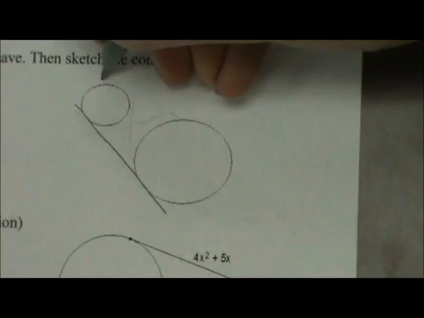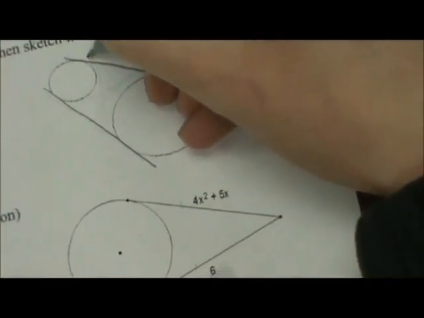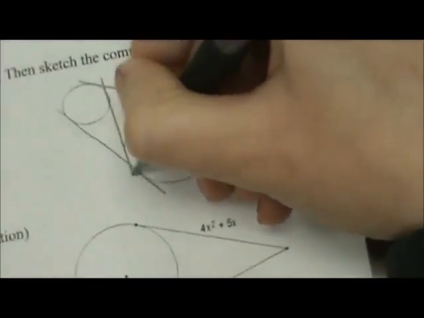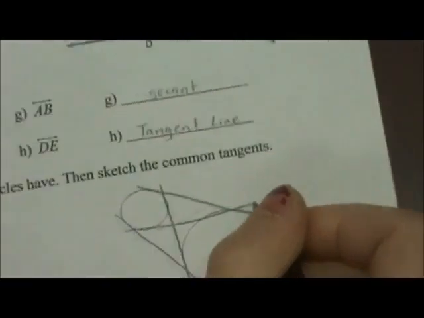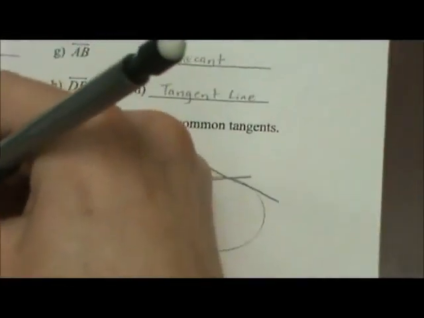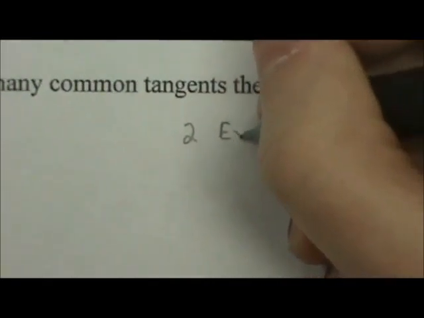There are two exterior common tangents where they touch each circle in one spot, and then there's two intersecting common tangent lines. They touch each circle in one spot, and they intersect each other. So you have 4 common tangents.